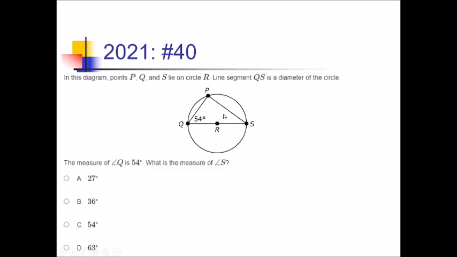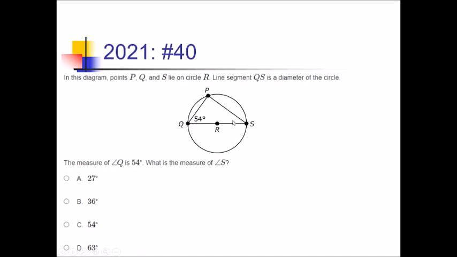On this one, we have a circle with different points on it, and we're given that QS is the diameter, which is kind of important. R is the center, and we're also given the measure of angle Q is 54. Based off of all this, we want the measure of angle S.